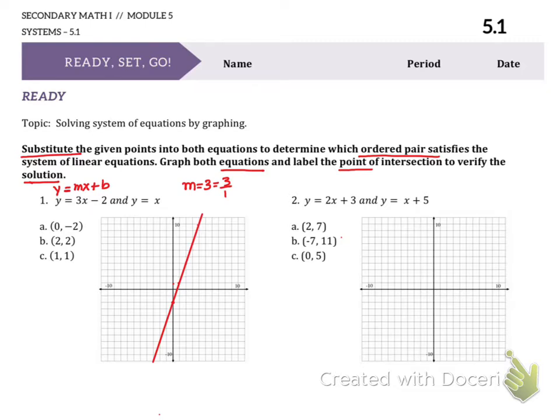I should have chosen different colors so that you could have seen the points. Let me just mark the dots again. Always start with the y-intercept.